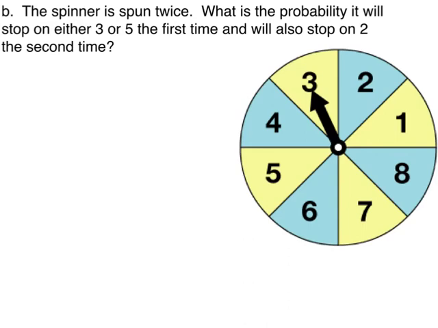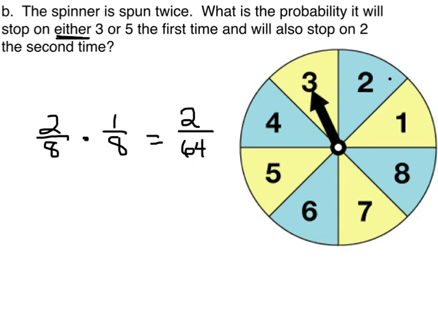This problem says that the spinner is spun twice. What's the probability that it will stop on either 3 or 5 the first time and will stop on 2 the second time? Well, it can stop on either 3 or 5. So there's 1 three, 1 five out of 8 numbers. So that's 2 chances out of 8. And there's only 1 two, 1 out of 8. So we'll multiply those. 2 times 1 is 2, and 8 times 8 is 64, and that will reduce to 1 in 32. A 1 in 32 chance that that particular thing will happen.